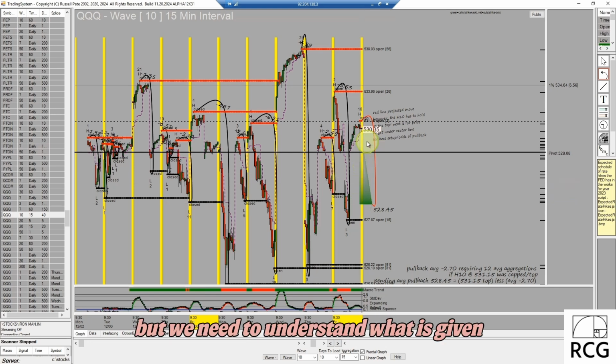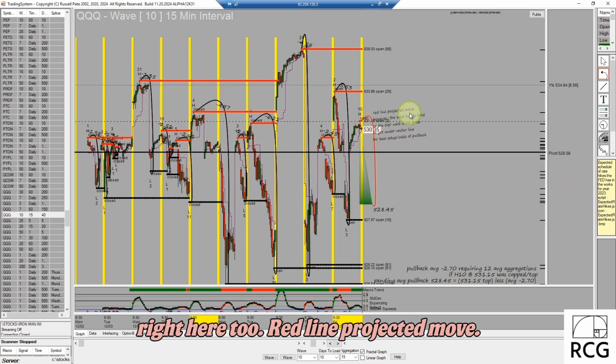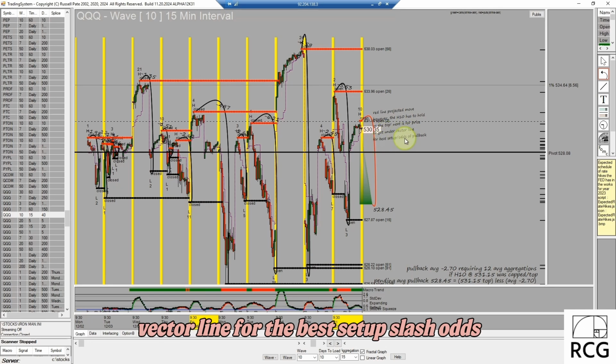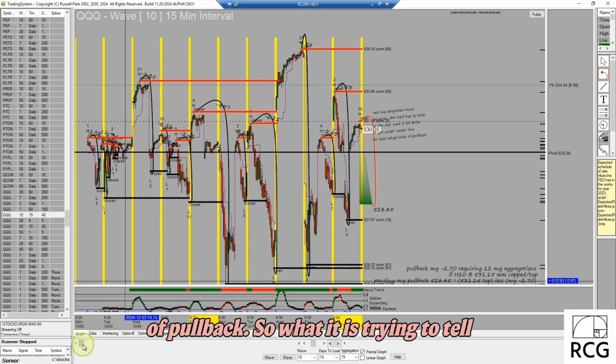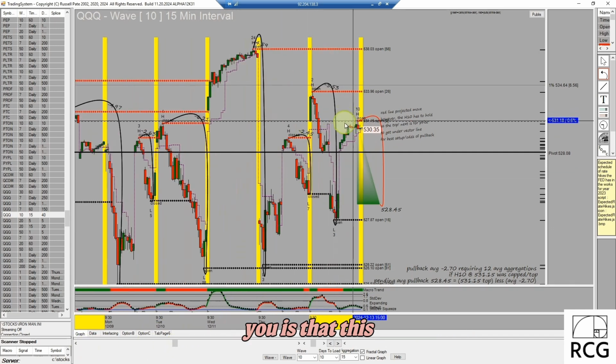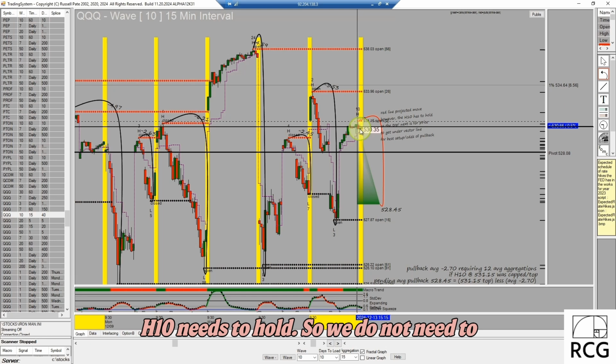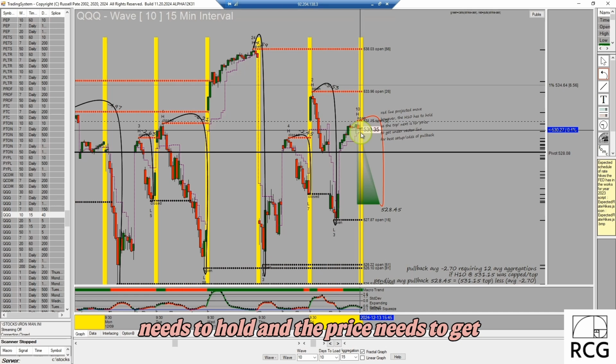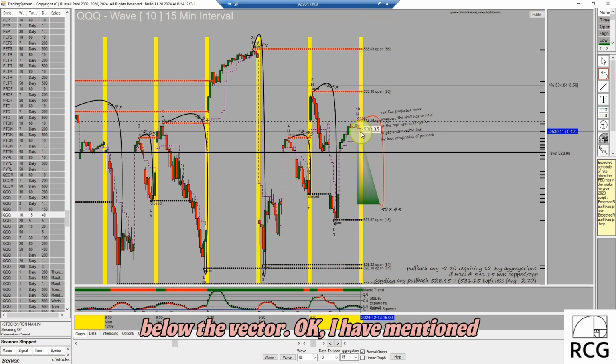Okay, but we need to understand what is given right here too. Red line projected move. However, the H10 has to hold as the top next for the price to get under the vector line for the best setup slash odds of pullback. So what it is trying to tell you is that this H10 needs to hold, so we do not need to see any H12, H13. This H10 needs to hold, and the price needs to get below the vector. I have mentioned this before too: if the price is above the vector, the bias is automatically bullish, and if the price is below the vector, the bias is bearish.